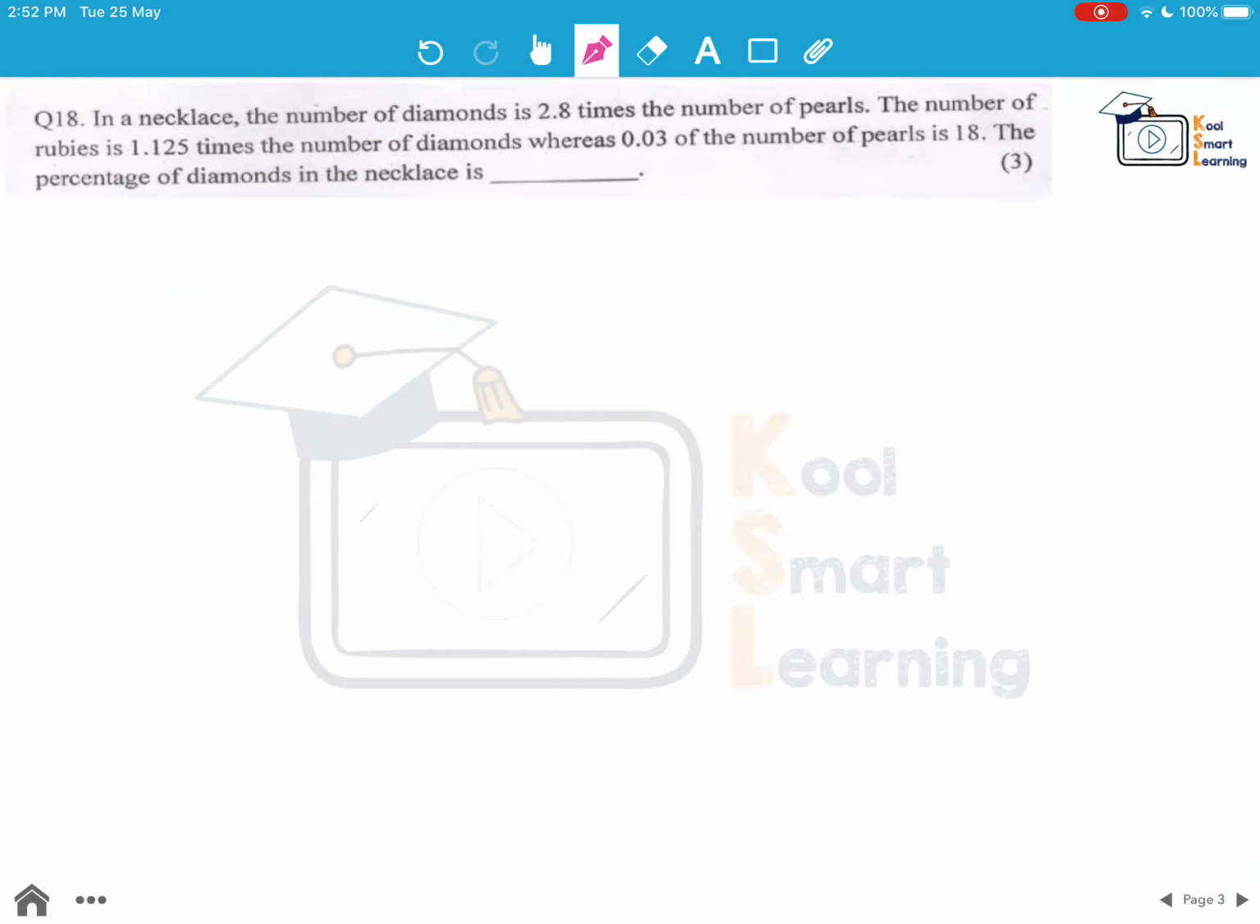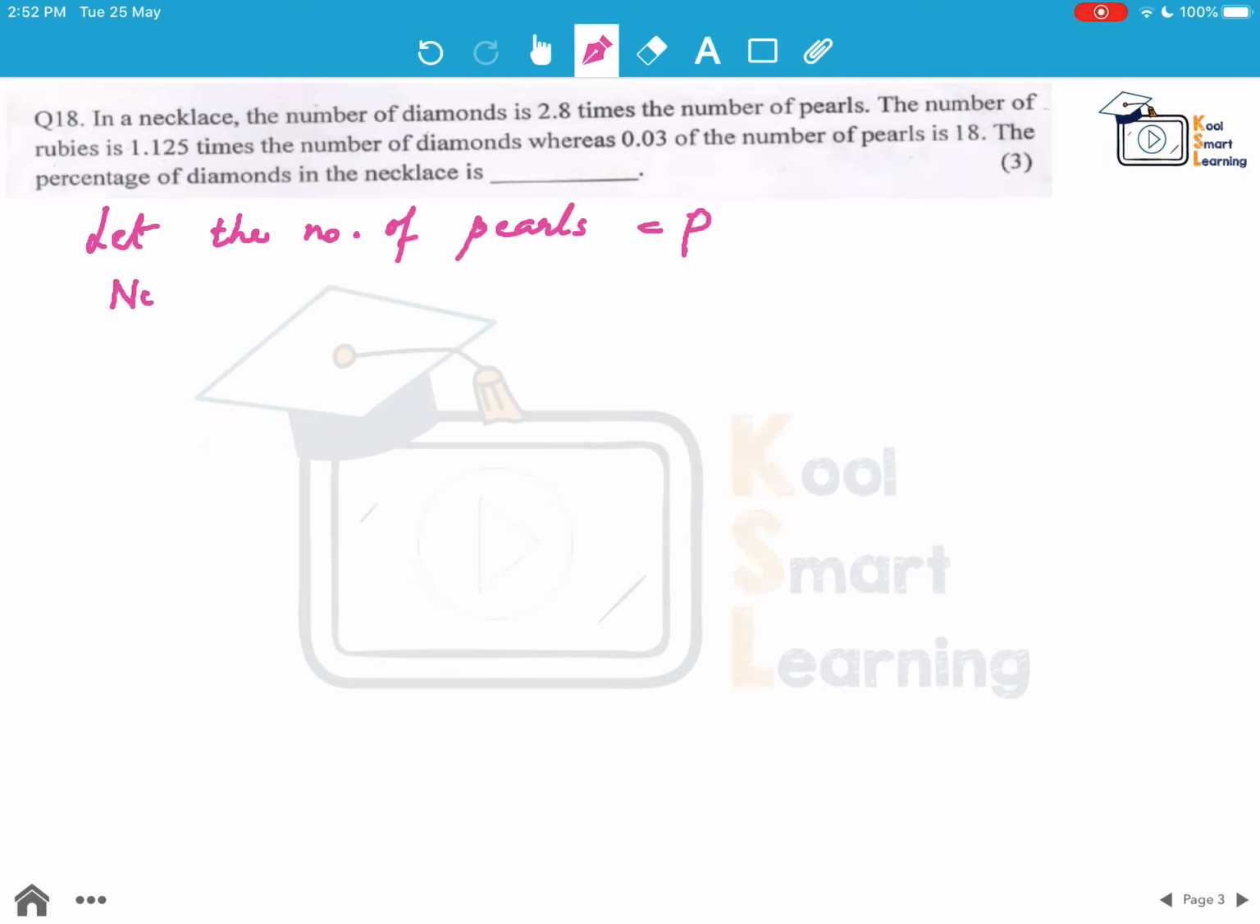In a necklace, the number of diamonds is 2.8 times the number of pearls. The number of rubies is 1.125 times the number of diamonds, whereas 0.03 of the number of pearls is 18. The percentage of diamonds in the necklace is, so now let's take the number of pearls to be P.